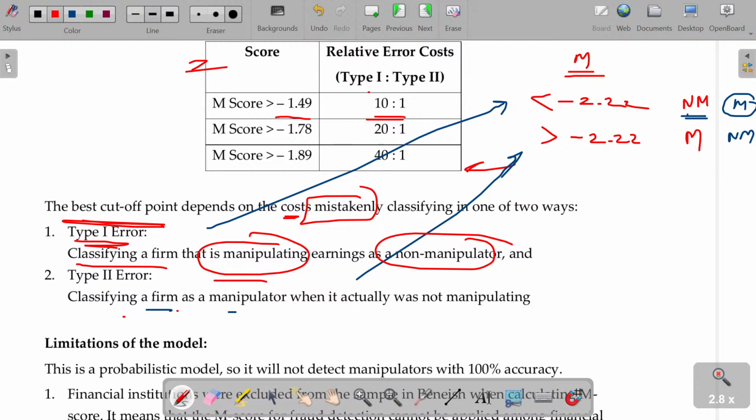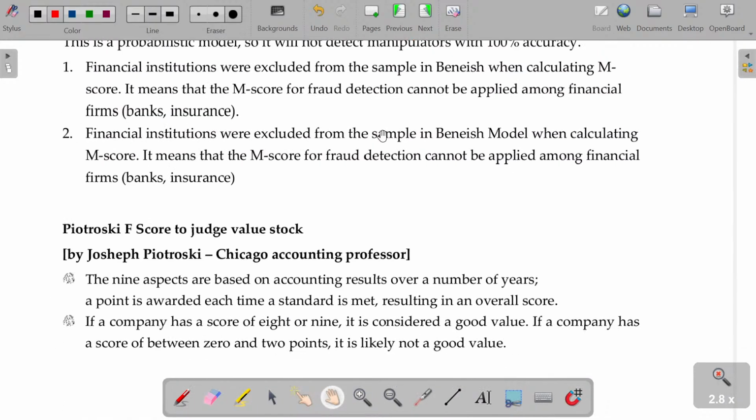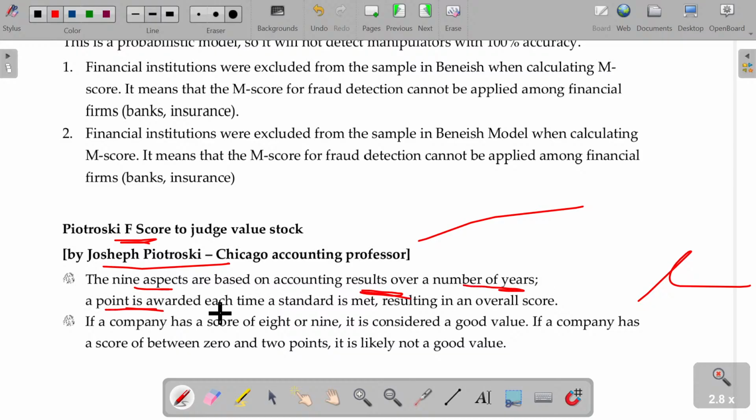Classifying a firm as a manipulator when it actually was not manipulating. Okay, hope you will be now able to understand. And last one is Piotroski F-score. Joseph Piotroski, Chicago accounting professor, has introduced this one. 9 aspects are based on the accounting results over a number of years. A point is awarded each time a standard is met. A company that has a score of 8 or 9 is considered good value.